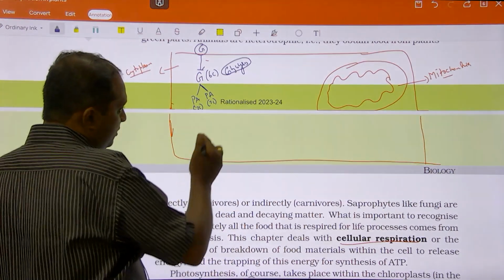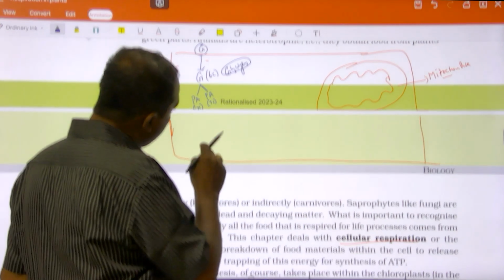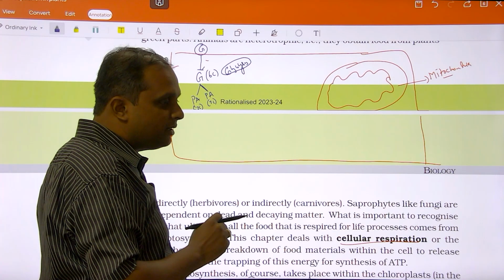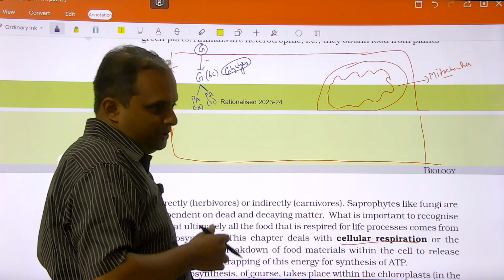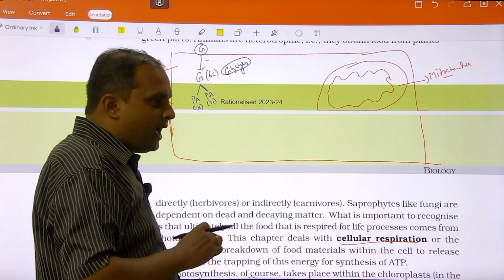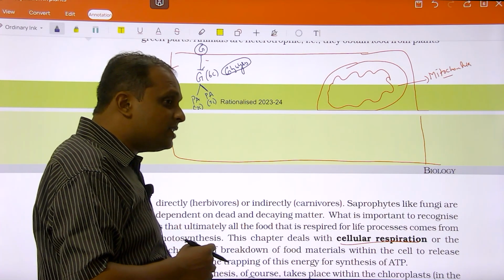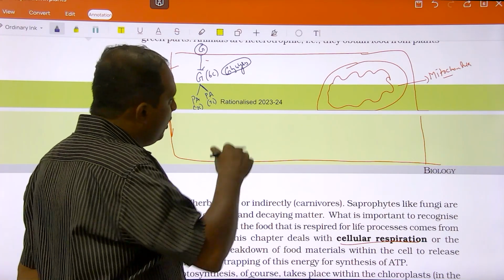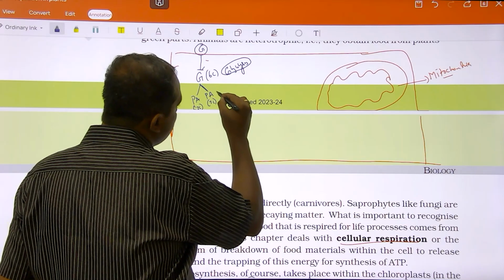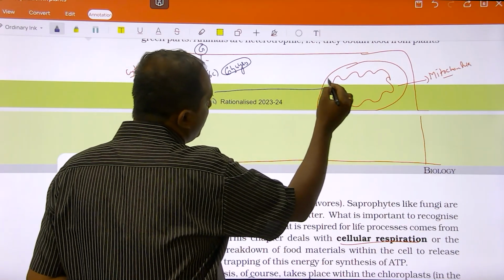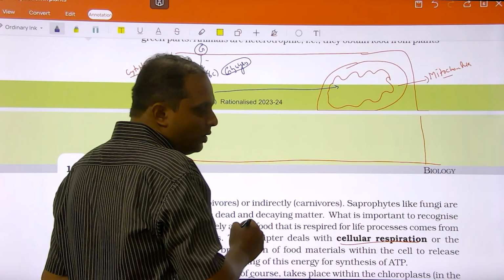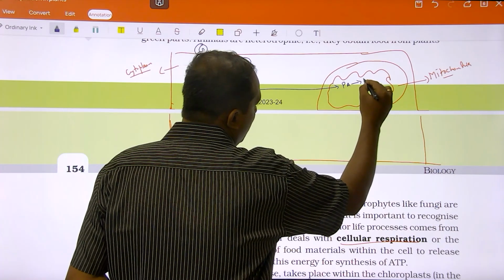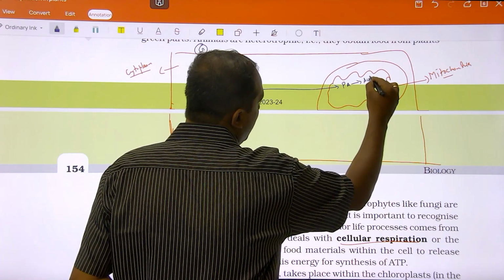Now listen, once the pyruvic acid is formed, then the fate of pyruvic acid depends on whether O2 is present or not. When I say O2 is present, I call it aerobic. When O2 is absent, I call it anaerobic. Exactly. So let's consider mostly our condition is aerobic. So in presence of oxygen, what happens? This pyruvic acid all the way enters into the mitochondria. Right? Enters into the mitochondria. Now the pyruvic acid is converted to acetyl CoA.